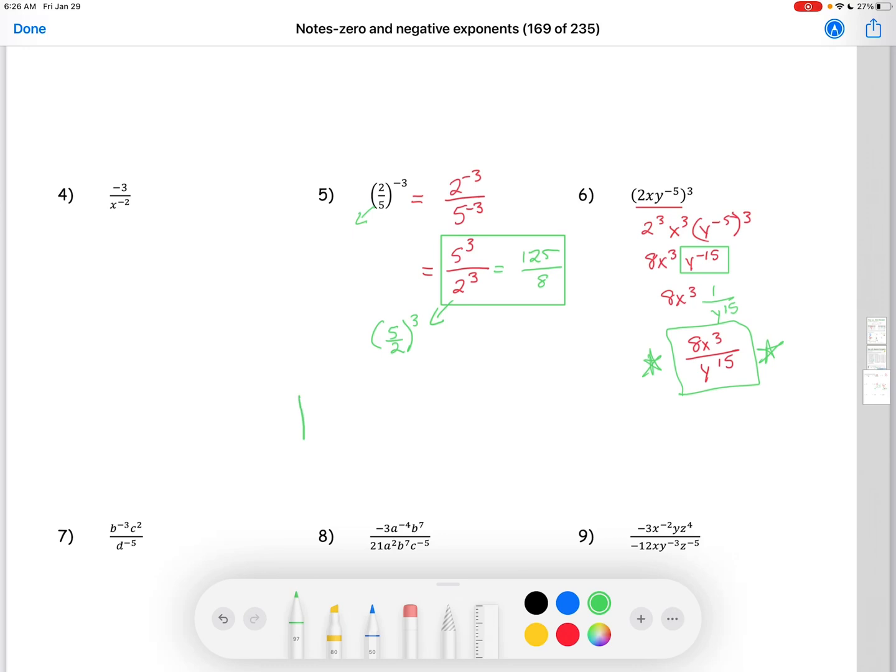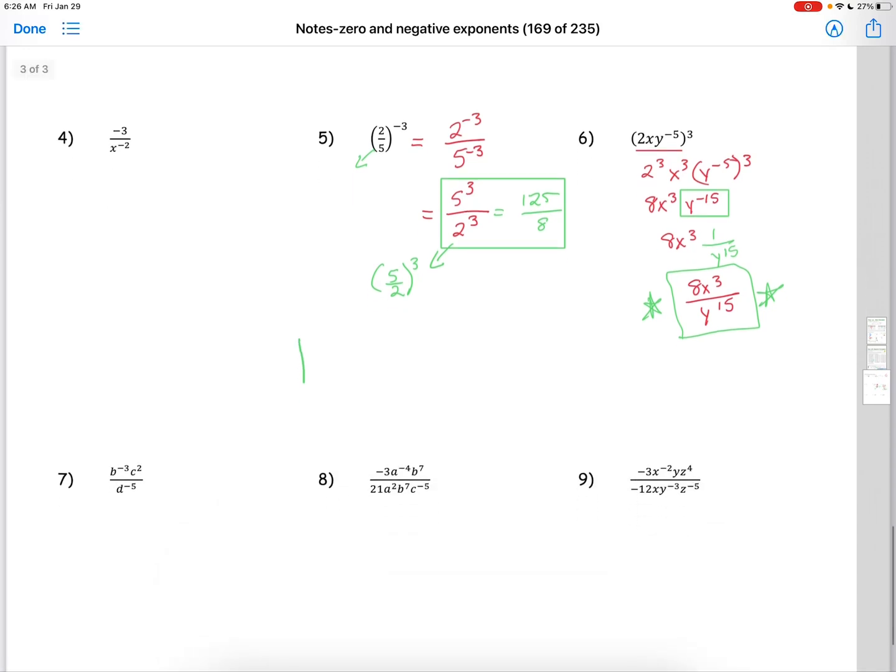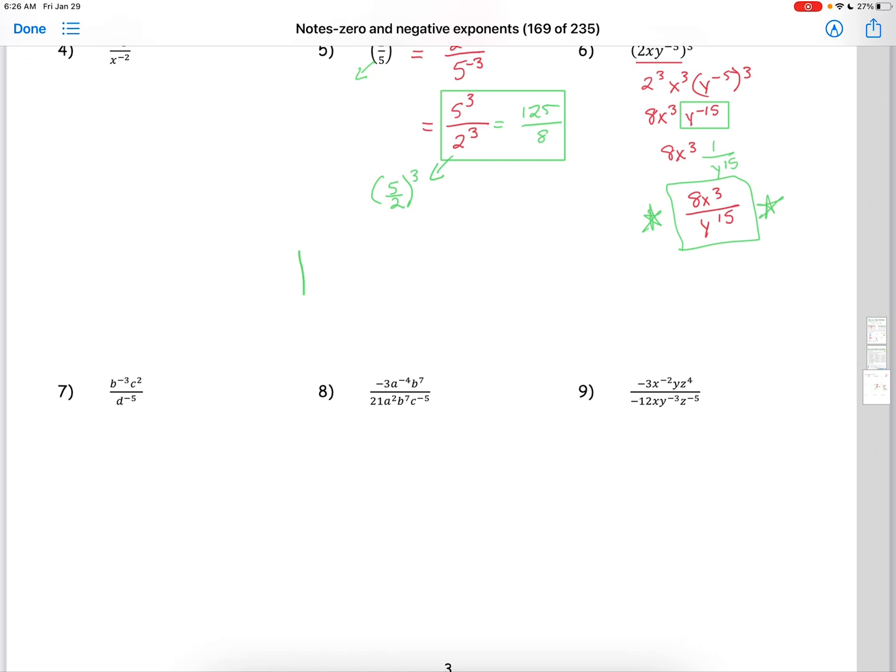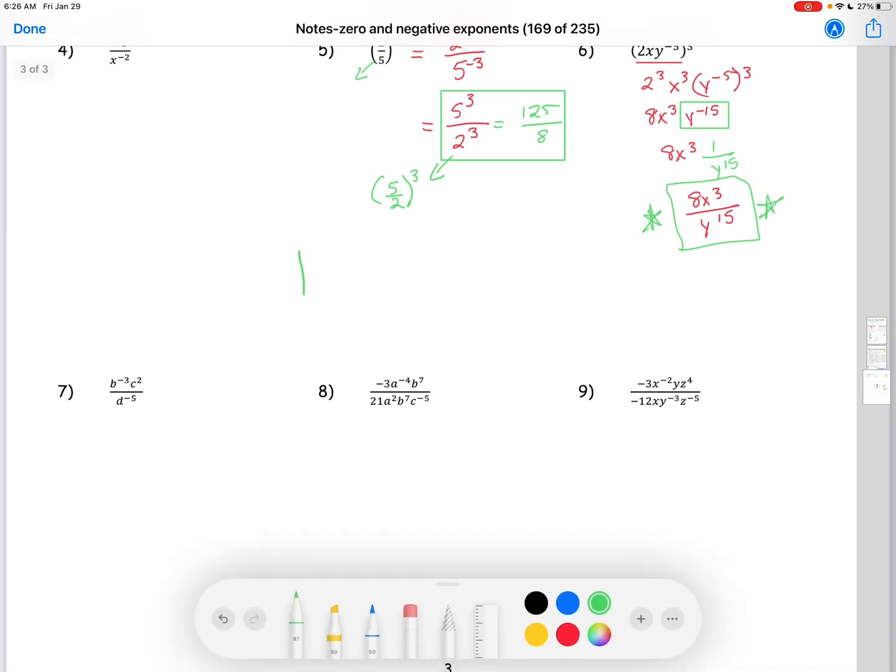All right. So with number 7, we have b to the negative 3, c squared, over d to the negative 5. And I'm going to want you guys to get in this notion that when you see a fraction bar, you need to become friends with it. Because it's not that bad. What do I mean? Well, we have b to the negative 3, c squared, over d to the negative 5. And basically what we're going to do is just switch up the d to the negative 5 and the b to the negative 3 in order to make the exponents positive.